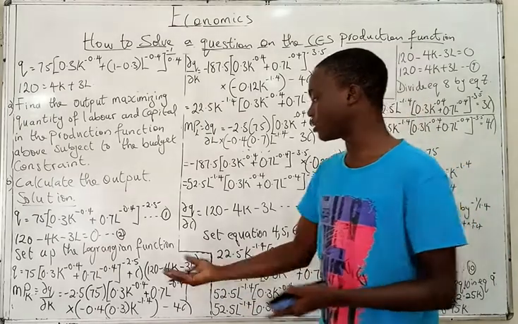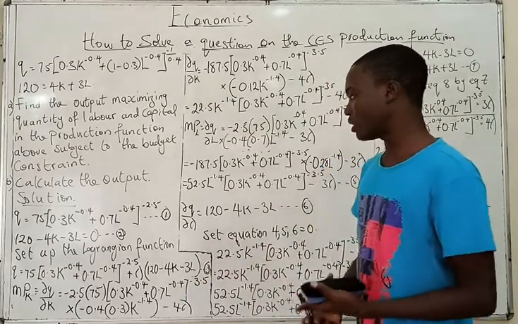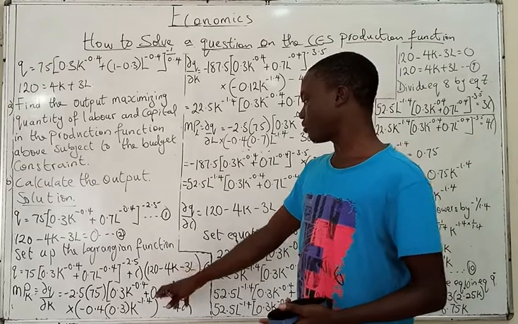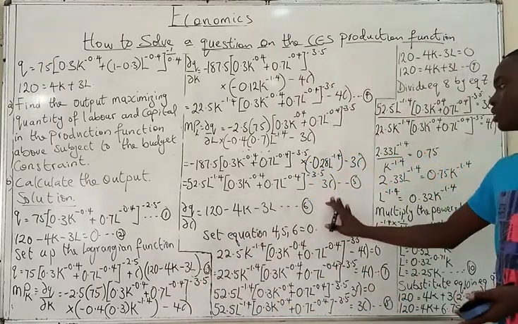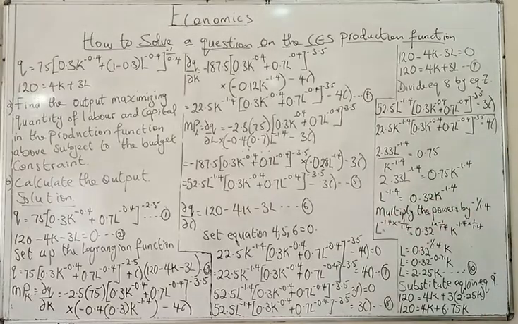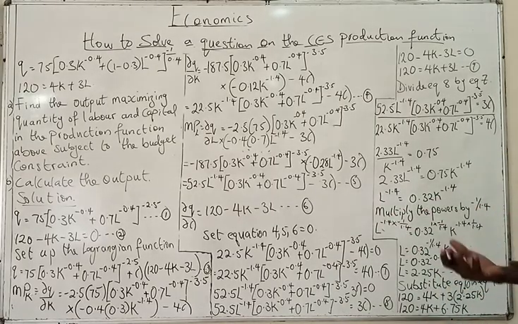Alright, if we try to expand the brackets, when we do decode the lambda now, lambda disappears with each and every one of them, and we have 120 minus 4k minus 3l at the end of the day. So that gives us equation 6. Good. So we set equations 4, 5, 6 equal to 0.